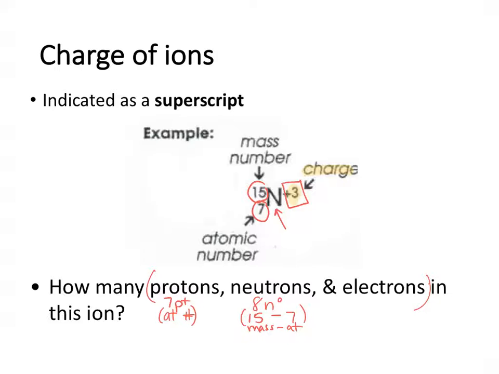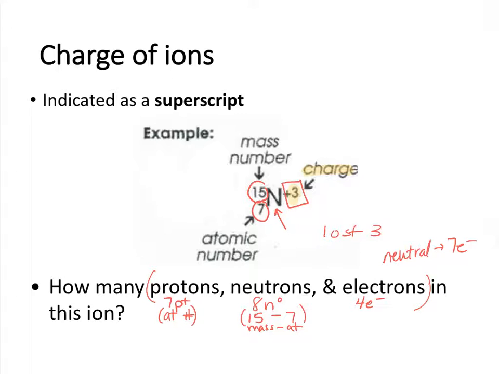Now, how many total electrons would this nitrogen have? First, you need to figure out, did it gain or lose? Since the charge is positive, that means that this particular nitrogen lost electrons. How many did it lose? It lost 3, and I know that because it has a charge of positive 3. So if it were neutral, how many electrons would it have? It would have 7 to offset the 7 positives. But since this has a positive 3 charge, that means it has 3 fewer electrons, so it has a total of 4 electrons surrounding it.